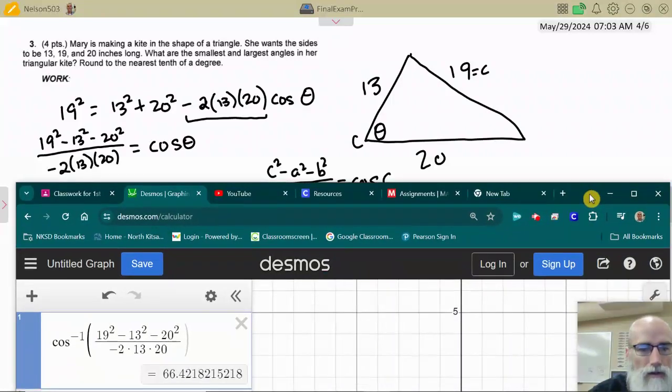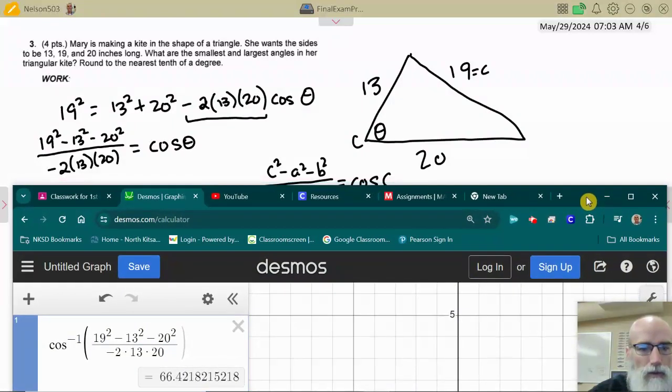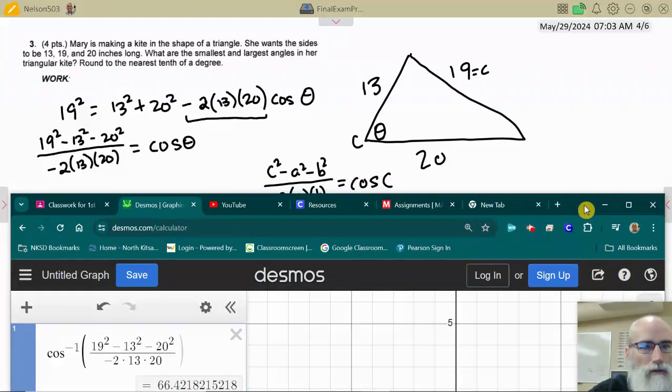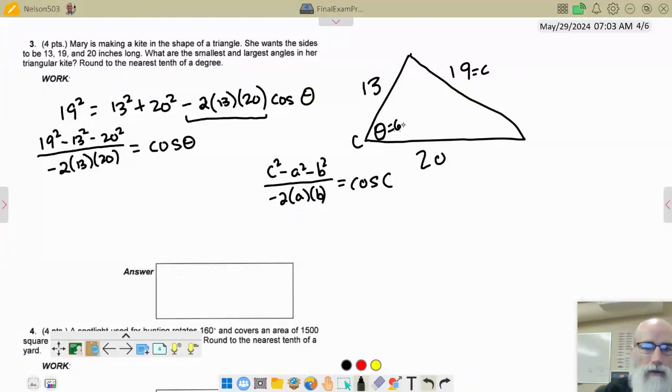So it's 66.4 degrees. Now, wait a minute. It says, what's the smallest angle and the largest angle? So they're messing with us a little bit. Dang it. I didn't need to find that one right away. So 66.4 right here.